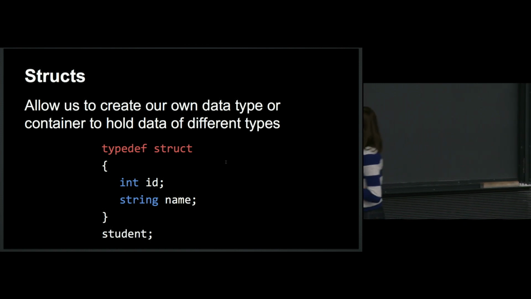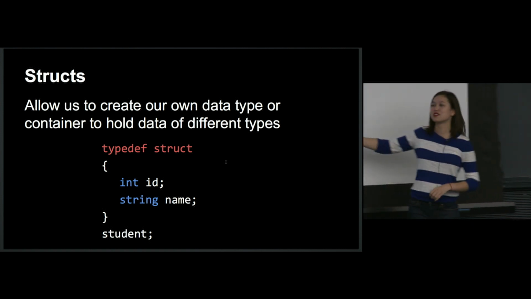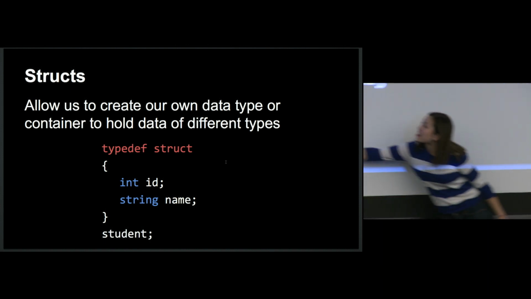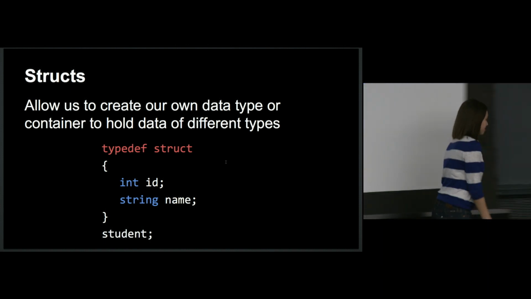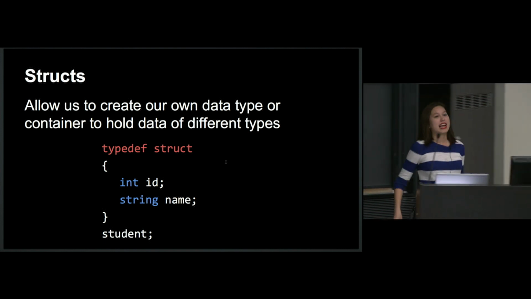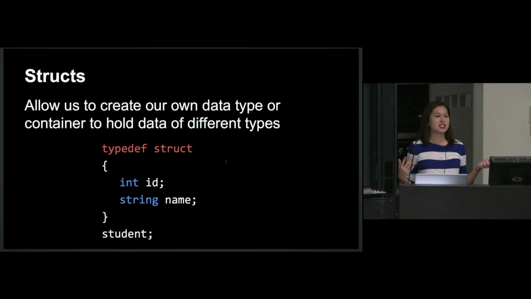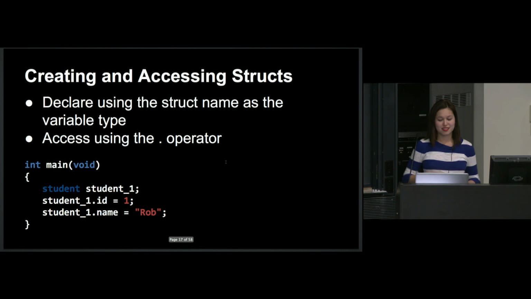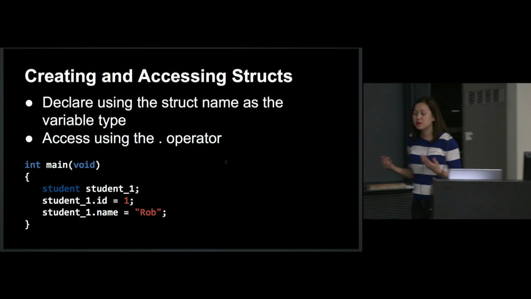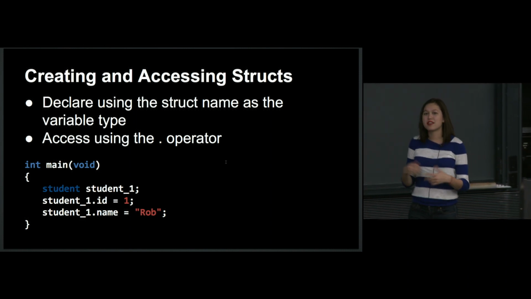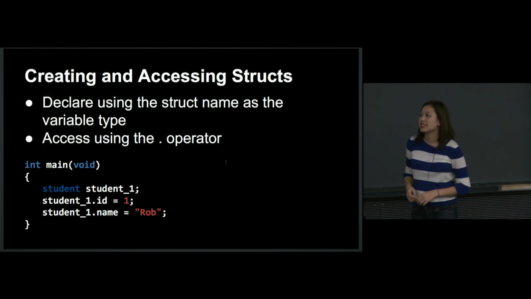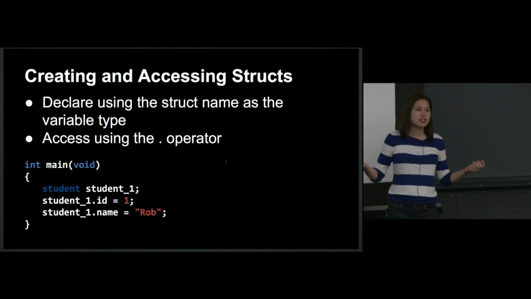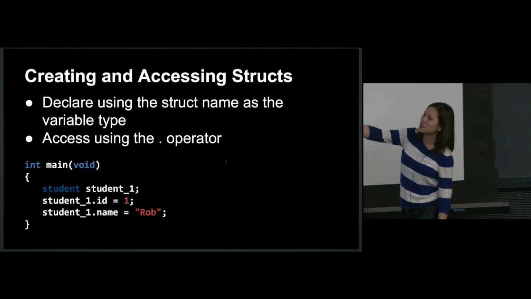So in this case here, we have a struct called student, named here at the bottom, and we have some int ID and some string name. So this is just another data type. We now have a data type called student. Because we can think of it as just another data type, we can declare variables as we would any other. So instead of just having an int, we have a student, student1.